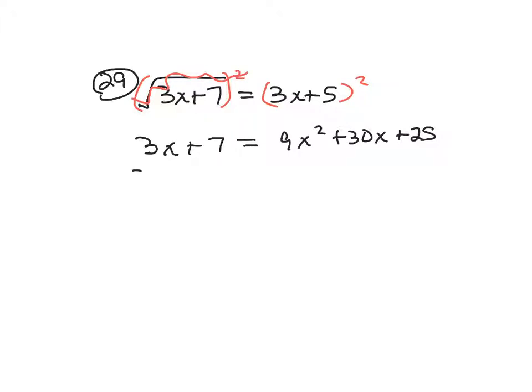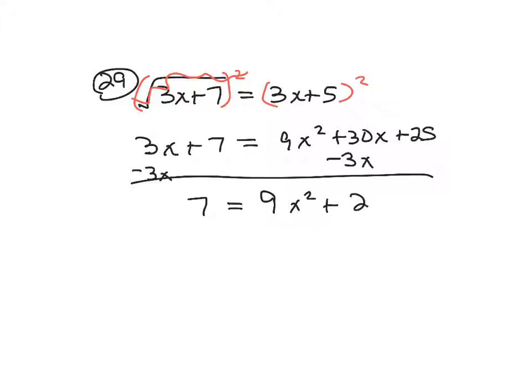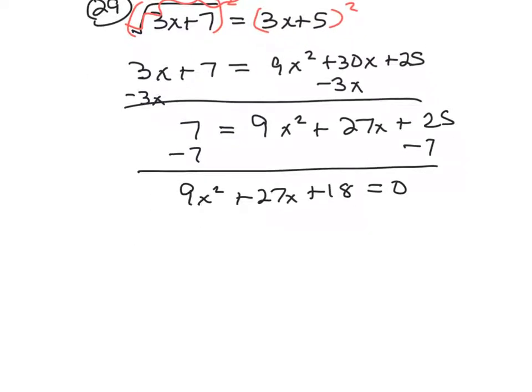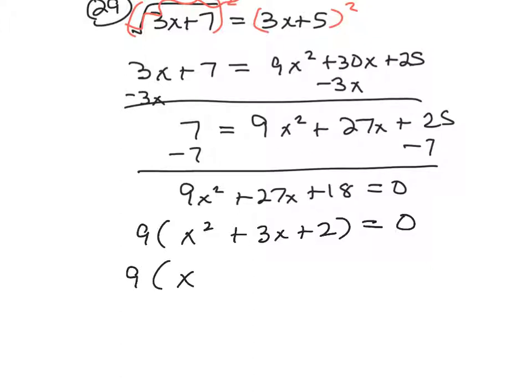I now need to get it in standard form, so I'm going to move the 3x over and also move the 7. So now I'm left with 9x squared plus 27x plus 18, and now that equals 0. I'm going to factor out a GCF before I try to factor the trinomial. My greatest common factor is 9, so I'm left with 9 times x squared plus 3x plus 2. I now can factor the trinomial into x plus 1 and x plus 2.